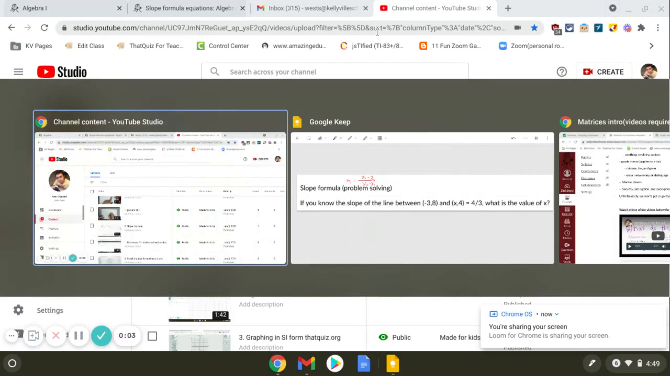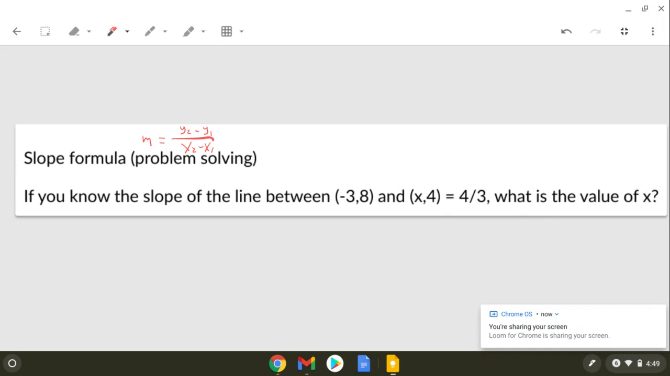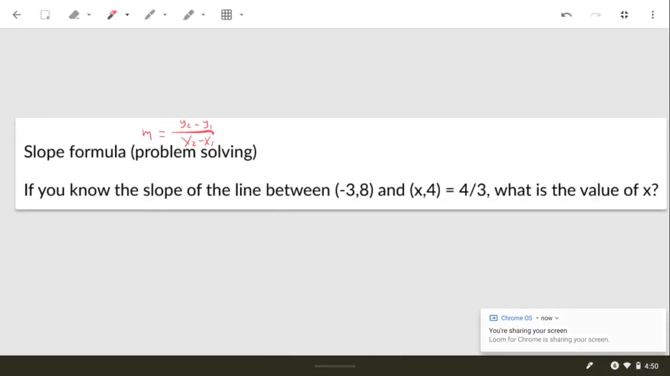All right, so we're going to be looking at some more of the slope formula, but these are going to be a little bit more difficult. Basically, you're solving an equation involving the slope formula. But here's your question. If you know that the slope of the line that connects -3, 8 and x comma 4 is equal to 4 over 3, they want you to find the value of x.